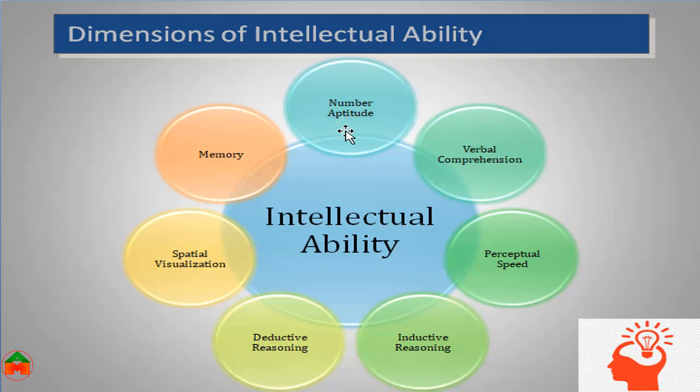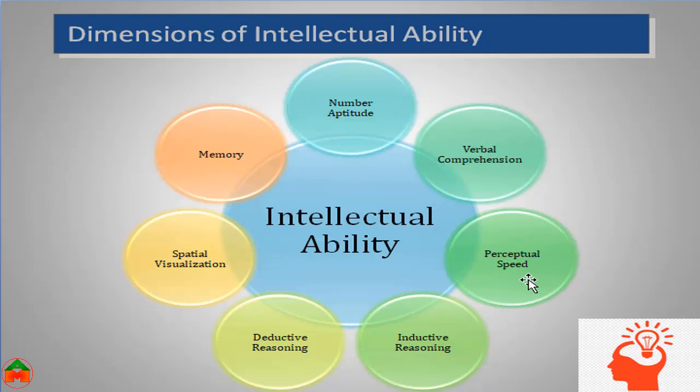Number aptitude is the ability to do speedy and accurate arithmetic and will be effective in jobs that require mathematical ability, for example an accountant. Verbal comprehension is the ability to understand what is read and heard, and the relationships of words to each other. This ability will be helpful in jobs where the manager needs to understand policies in order to carry out their job tasks.